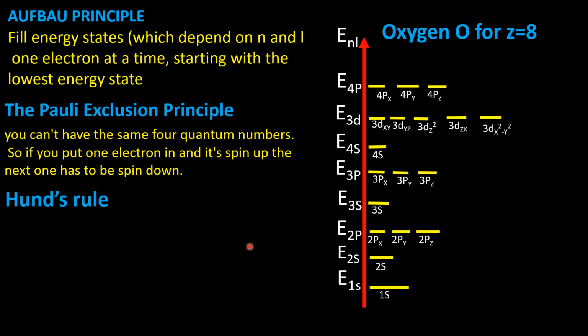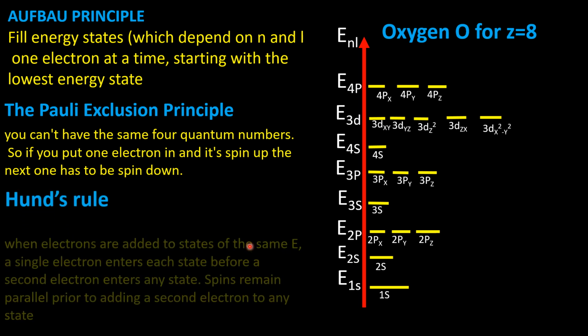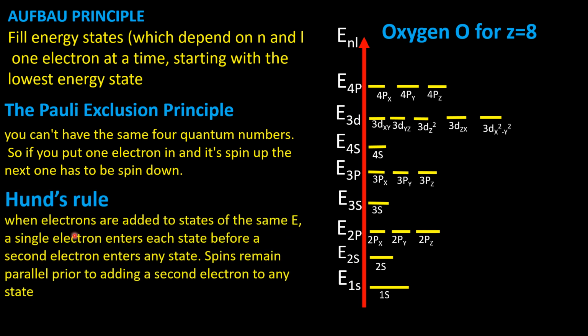Then there is Hund's rule. Hund's rule further tells us that when electrons are added to the same energy level, like the 2p energy level, 2px, 2py, or 2pz, a single electron enters each state.